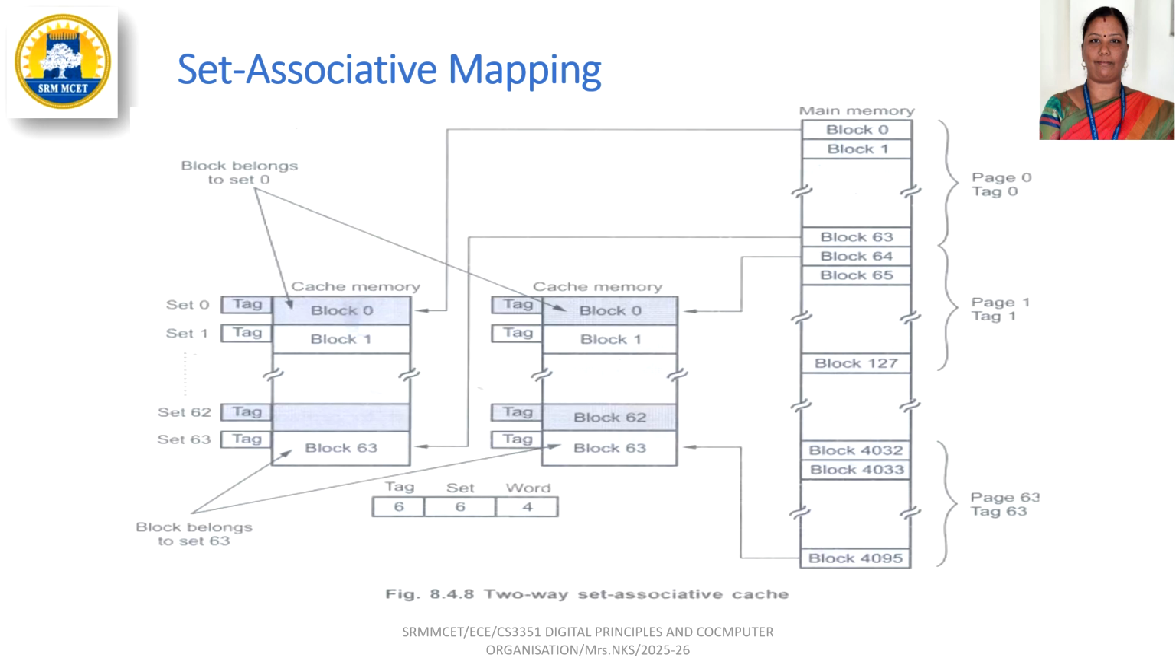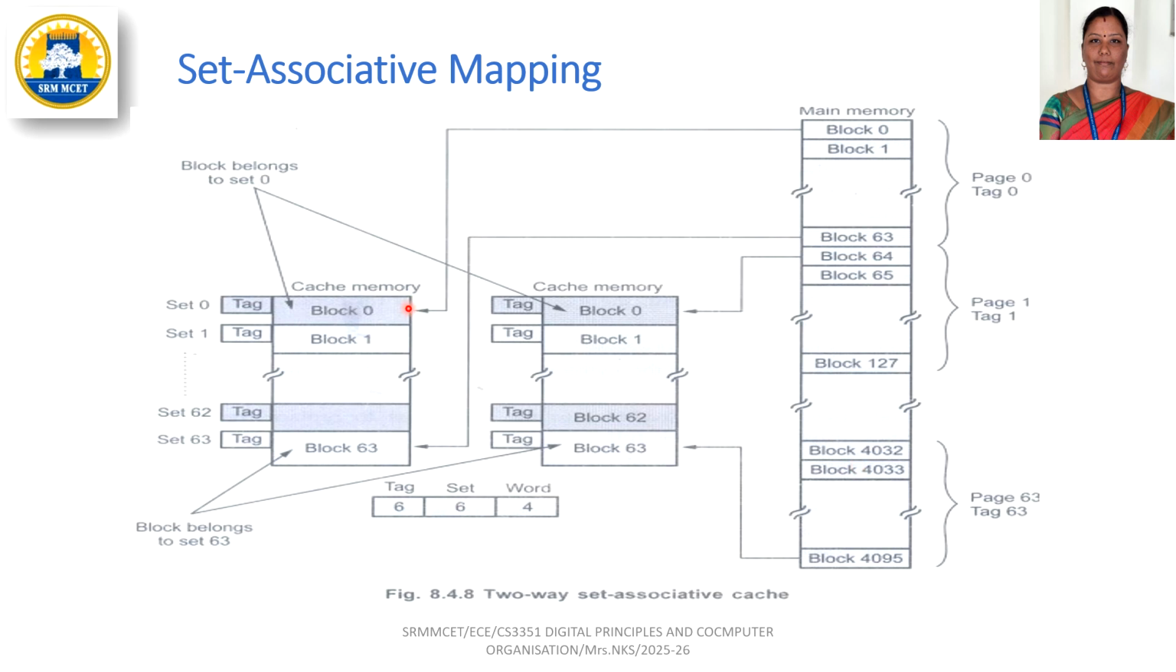So this is the two-way set associative cache illustration. In this technique, blocks 0, 64, 128 and 432 of our main memory can map into any of the two blocks.